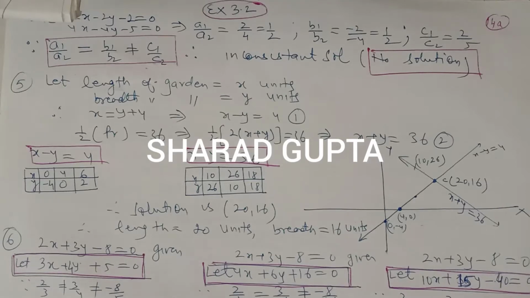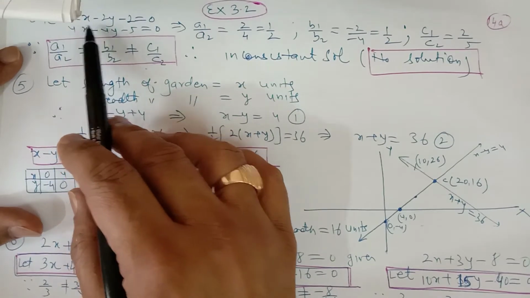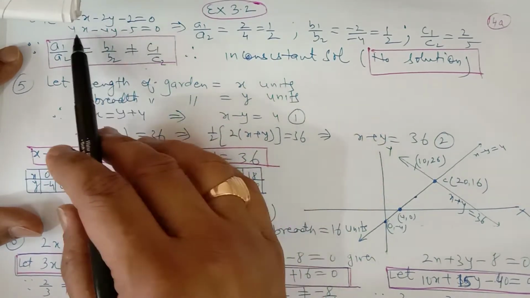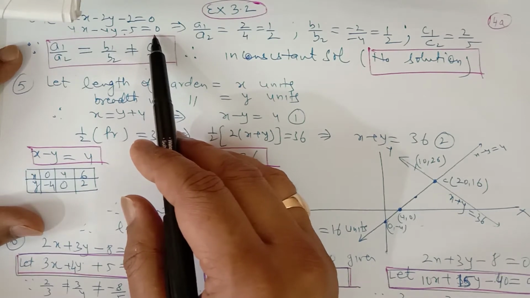Hello, this is lecture number 4 for the chapter Linear Equations in Two Variables of class 10th, and we were discussing exercise 3.2. Now in question number 4, two equations are given: 2x minus 2y minus 2 is equal to 0 and 4x minus 4y minus 5 is equal to 0. Without calculating, you have to find which type of solution this has.